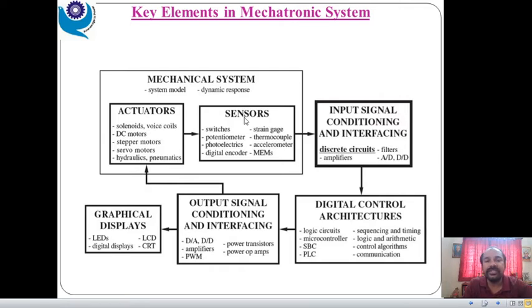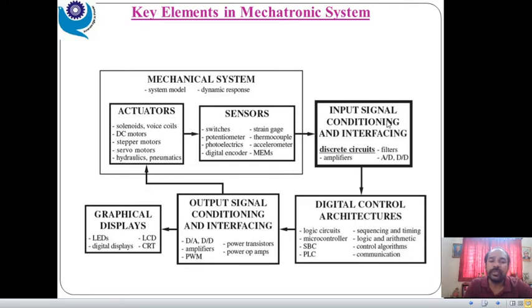Practically, there are n number of types of sensors, that is switches, potentiometer, photoelectric, digital encoder, etc., which convert physical parameters such as temperature and humidity into certain voltages. That voltage is very small, in microvolt or millivolt. So to amplify that small voltage, we have to connect one more block, that is input signal conditioning.